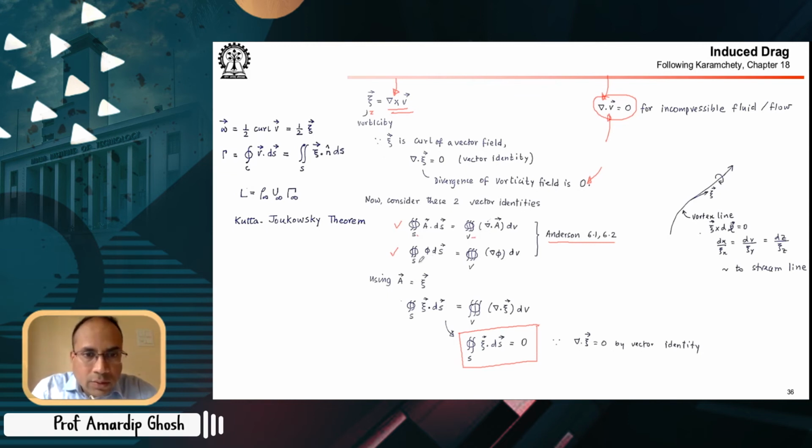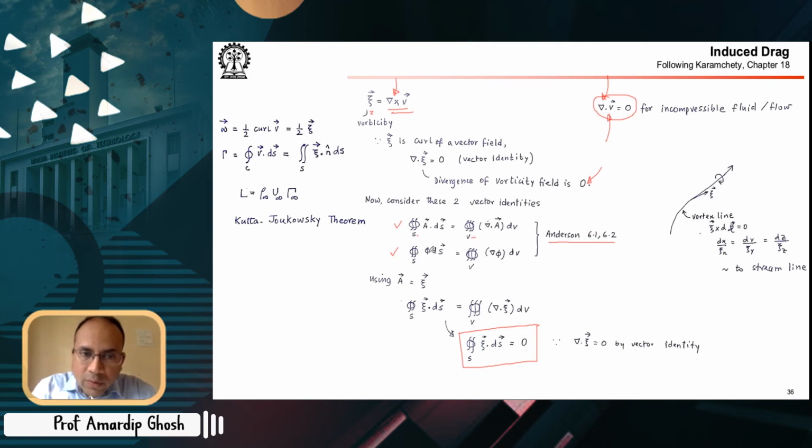Okay, so this is a vector. A is a vector and ds is the vector surface element. And we see that if you want to calculate the A dot ds over the surface S, that is the same as the divergence of A vector over the entire volume.